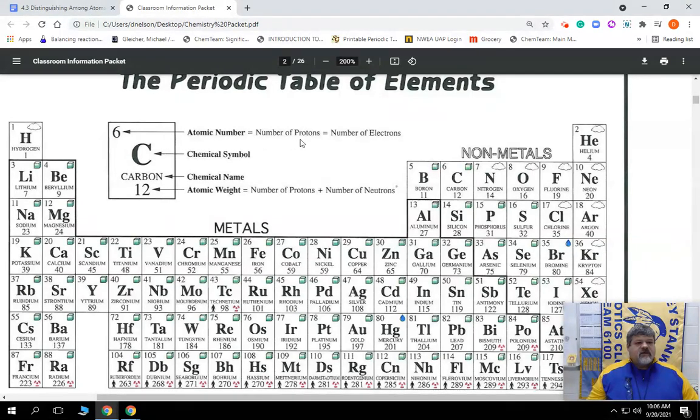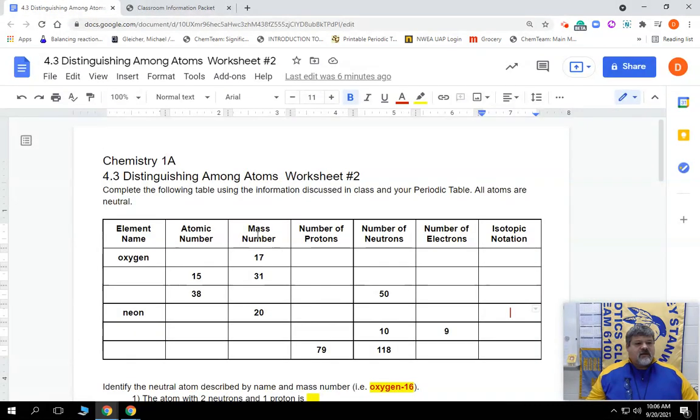Okay, now the atomic number is the number of protons. It also equals the number of electrons, but we always go by the number of protons. So we can say that the mass number is the number of protons plus the number of neutrons. So we have to add those together.